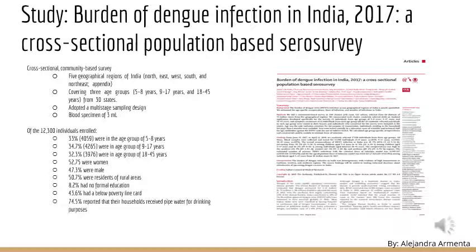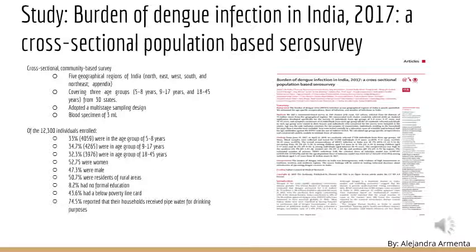They covered 5 geographical regions of India, such as the North, East, West, South, and the Northeast, and they covered 3 age groups: 5 to 8 years, 9 to 17 years, and 18 to 45 years. They also adopted a multi-stage sampling design, and they collected a blood specimen of 3 millimeters.